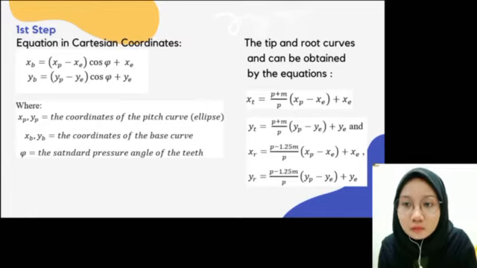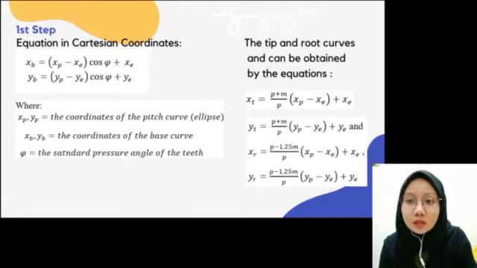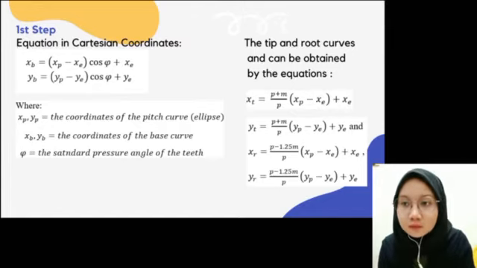And the equation for xb is equal to (xp minus xe) multiplied by cos of the Guardian ratio plus xe, and for yb equal to (yp minus ye) multiplied by cos of the Guardian ratio plus ye, where xp, yp represent the coordinates of the pitch curve and xb, yb represent the coordinates of the base curve, and the Guardian ratio is for the standard pressure angle of the teeth.